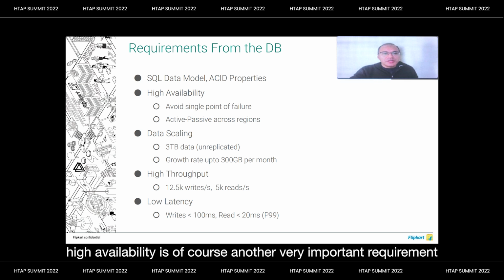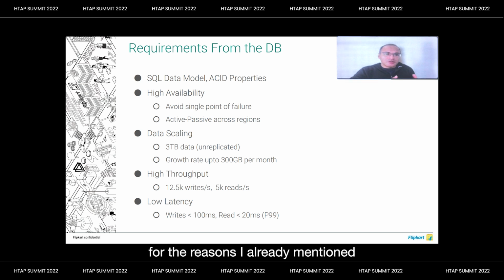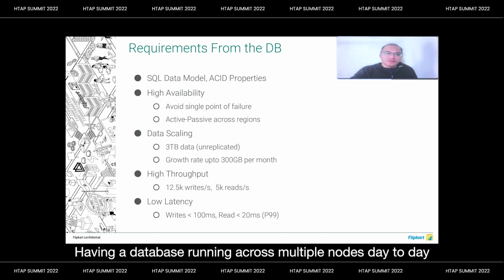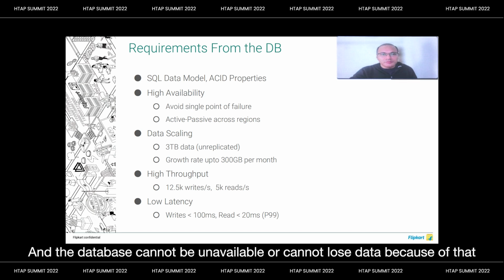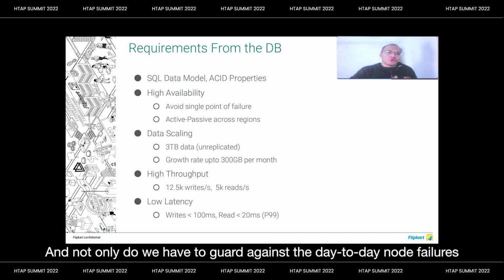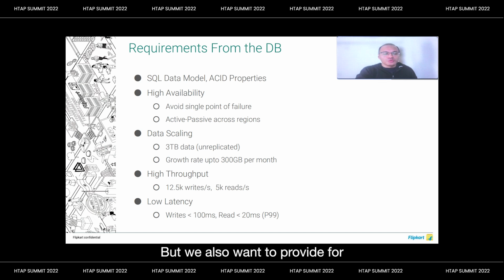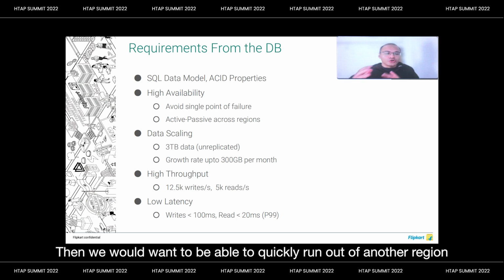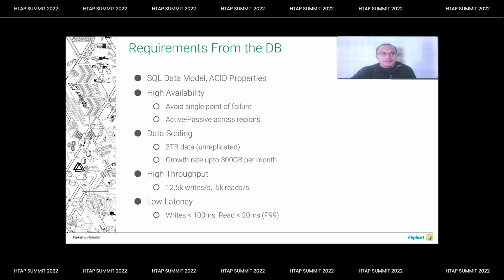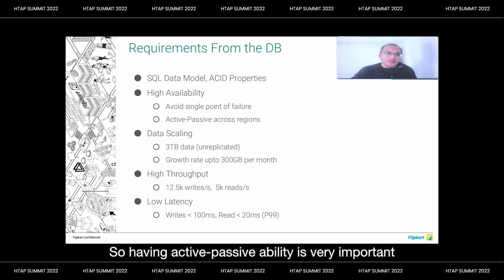Now, high availability, of course, is another very important requirement for the reasons I already mentioned. At the high scale of Flipkart, having a database running across multiple nodes, day-to-day failures of nodes are expected, and the database cannot be unavailable or cannot lose data because of that. And not only do we have to guard against the day-to-day node failures, but we also want to provide for the possibility of catastrophic failures where the entire region has a failure. Then we would want to be able to quickly run out of another region. So having active passive ability is very important.